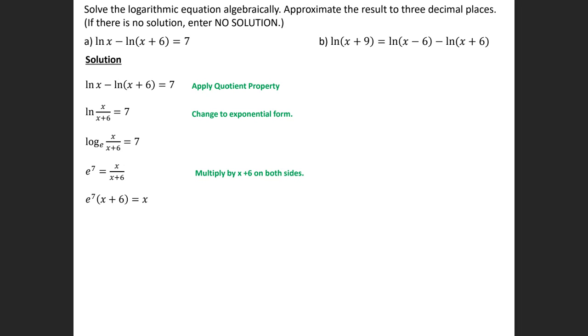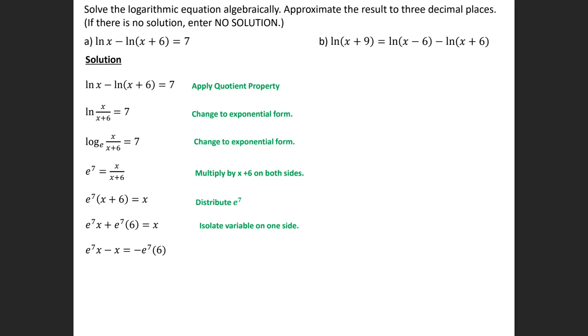I'm going to distribute first the e to the 7, okay? So it's going to give me e to the 7x plus e to the 7 times 6 is equal to x. So what I'm going to do is put all the x's in one place. I'll have anything that has an x on the left, and any numbers on the right, okay?